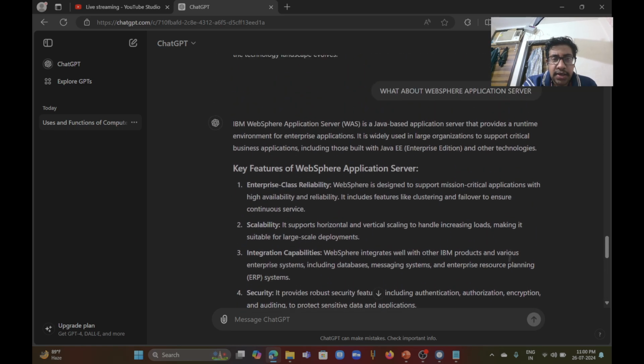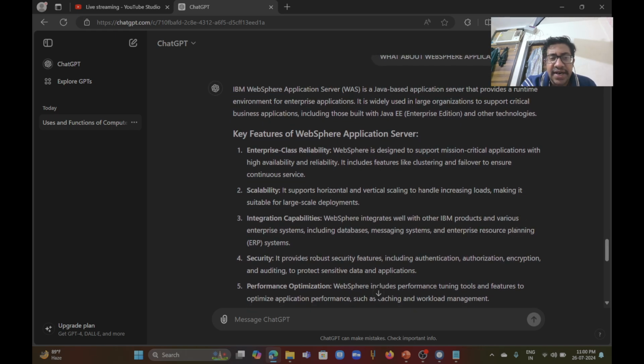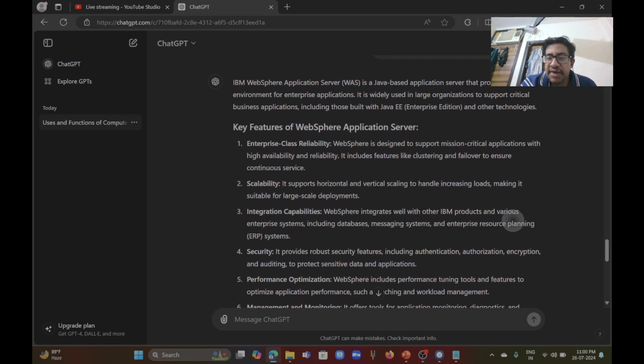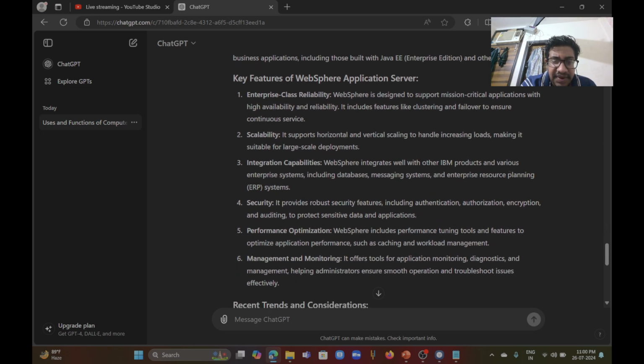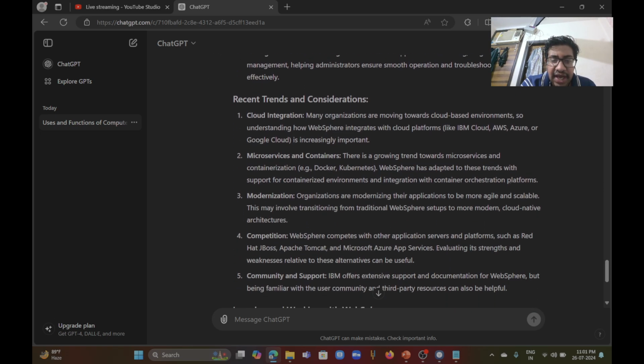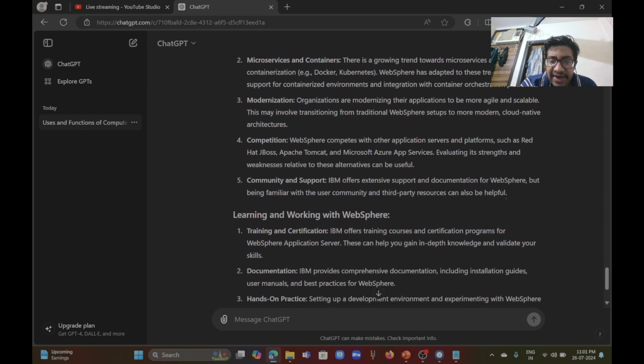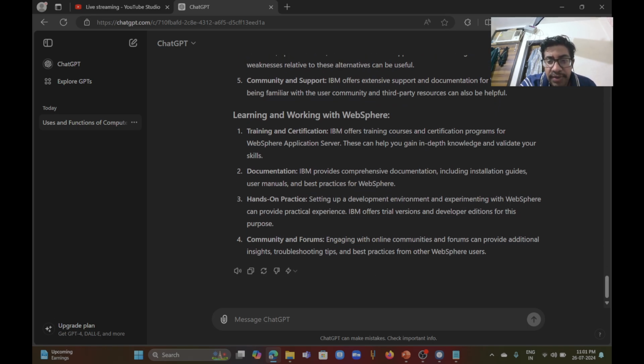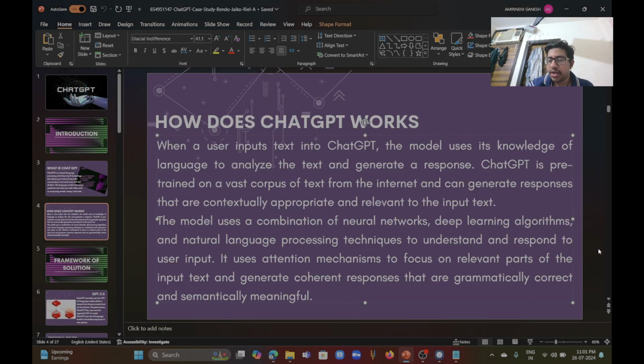IBM WebSphere is a Java-based application server that provides a runtime environment for applications, widely used at large organizations to support critical business applications, including those built with Java and other technologies. It offers enterprise scalability, performance optimization, management, and cloud integration. IBM Cloud is there, and JBoss and middleware technologies. For learning, working with WebSphere training and certification: IBM offers training, courses, and certification programs to gain deep knowledge and validate your skills. IBM also provides comprehensive documentation, installation guides, manuals, best practices, trial versions, development editions, and a community. Okay, these are the ways to use ChatGPT based on your interest.